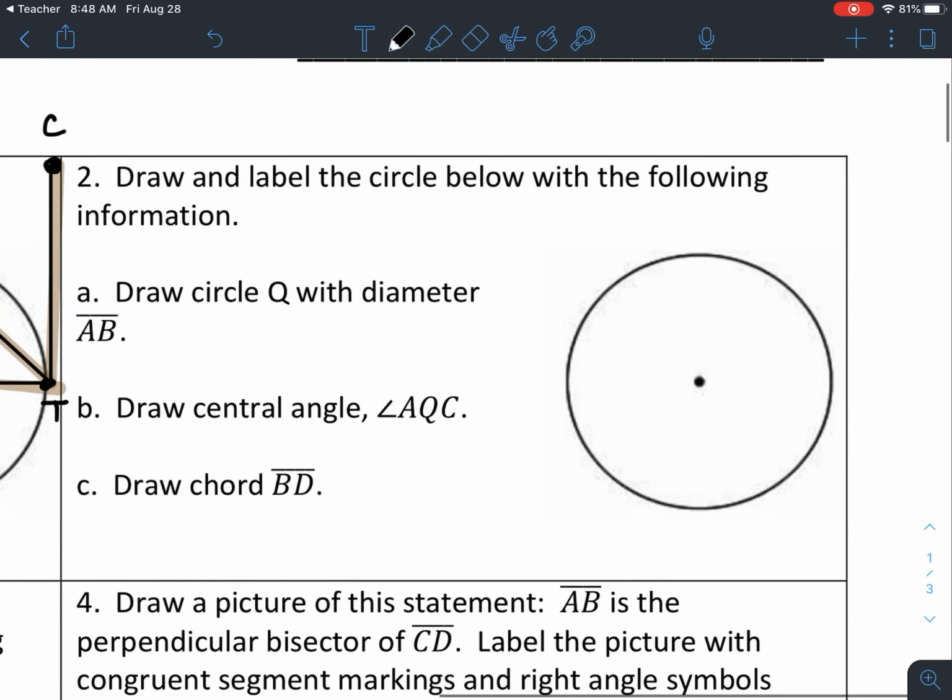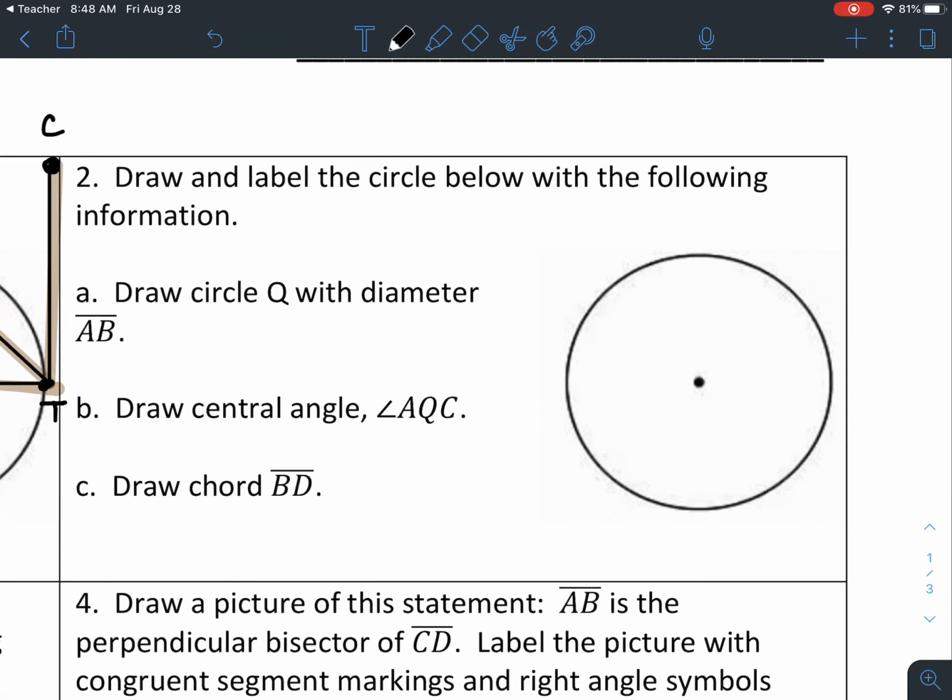Now, draw and label this one. Draw circle Q. So again, we're circle Q and a diameter of AB. Diameter is 2 radius. So it comes from one end of the circle to the other end of the circle. Okay, and we have to label points. They tell us what to label them. A and B. We're done with that one there.